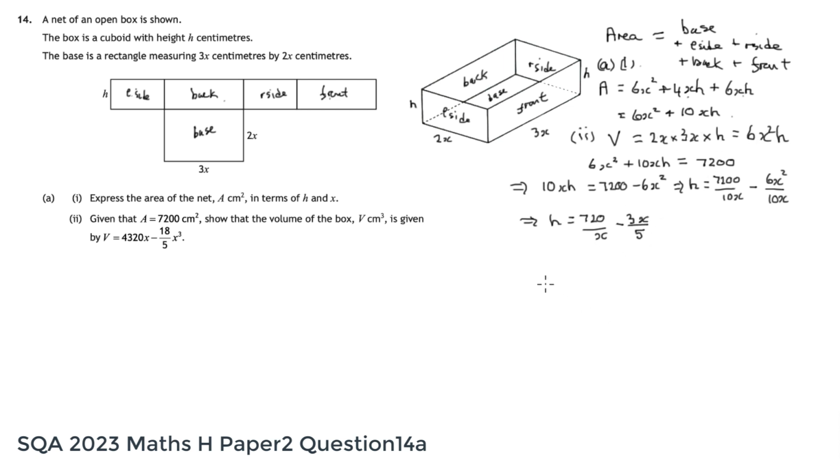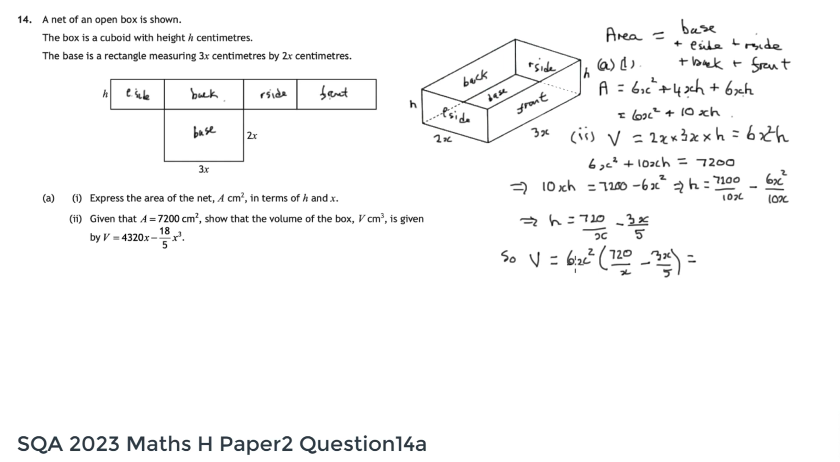So we can replace that in the expression for the volume. We knew the volume is 6x squared times the height. We now know the height is 720 over x minus 3x over 5. Now let's see what happens when this is multiplied out.